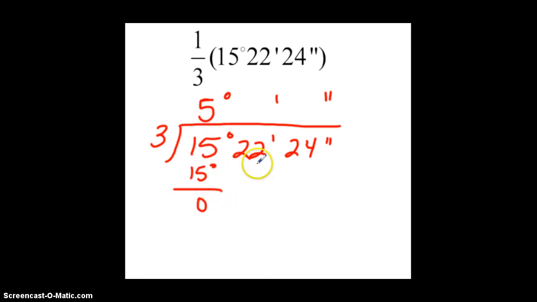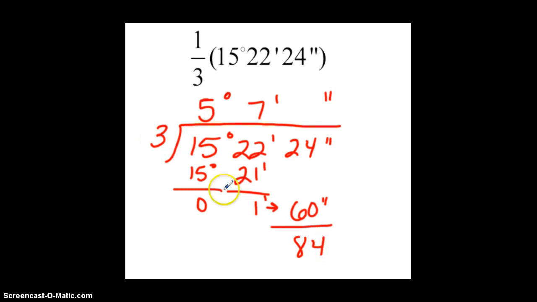So now we're doing 3 into 22. Well, that goes 7 times, and 3 times 7 is 21. We're left with 1 minute here. So if we want to divide into the next column, we have to carry over that extra minute. And since we're converting units to get into the seconds, 1 minute is actually 60 seconds. So we're converting that and adding it down.